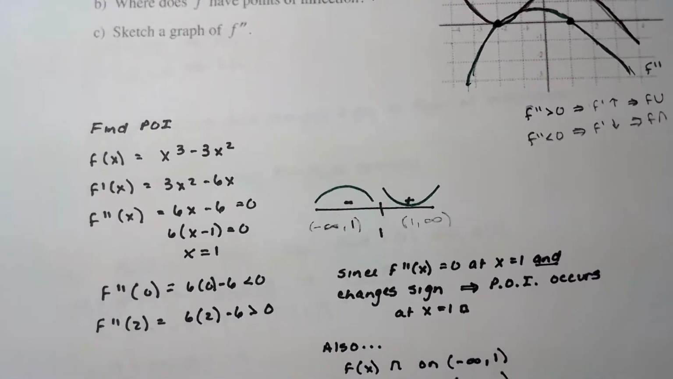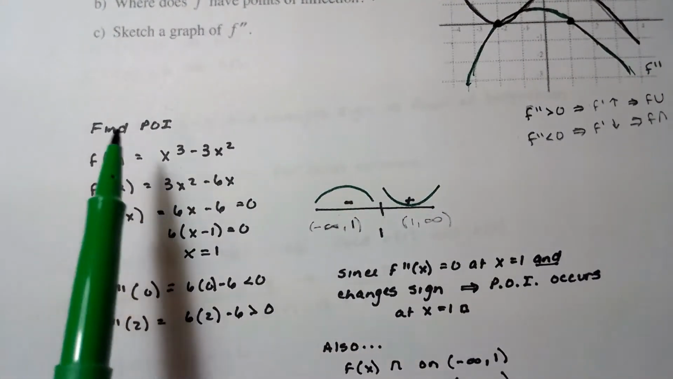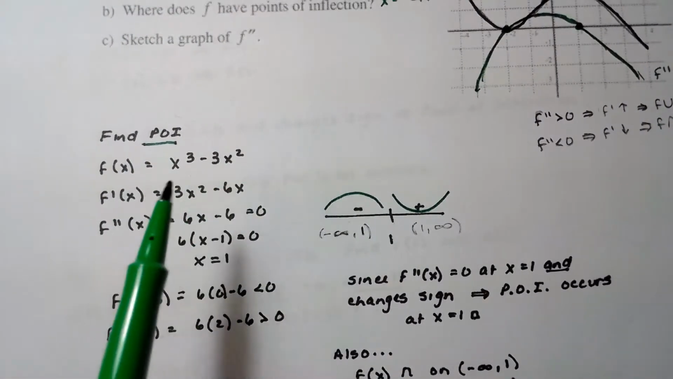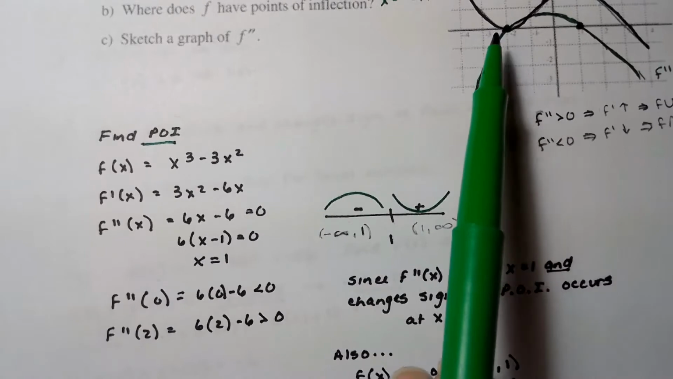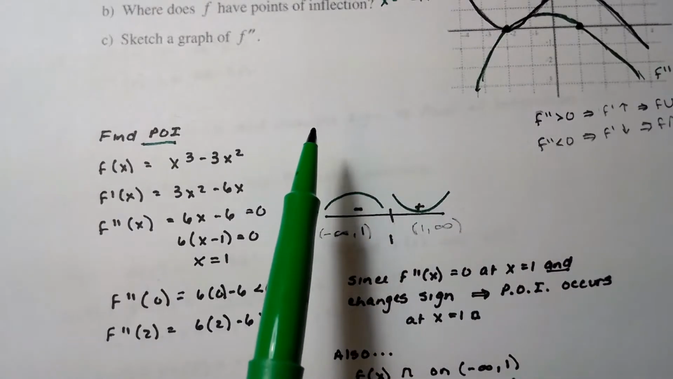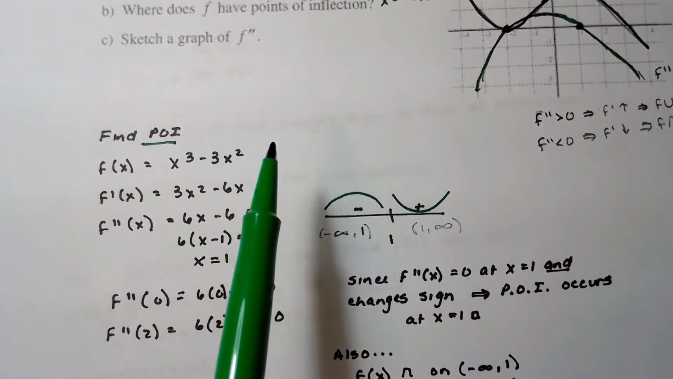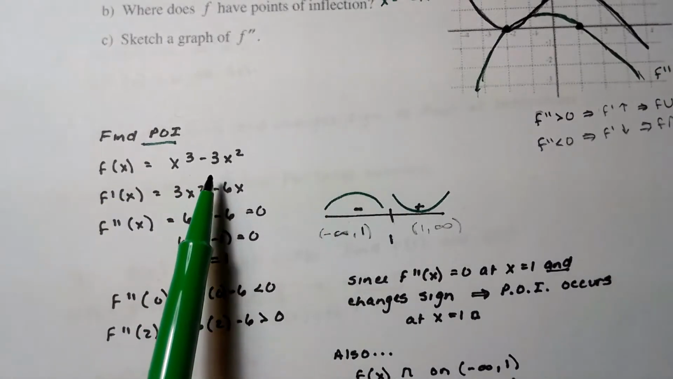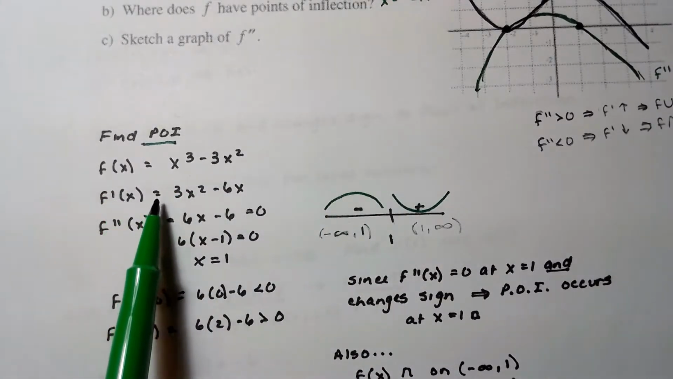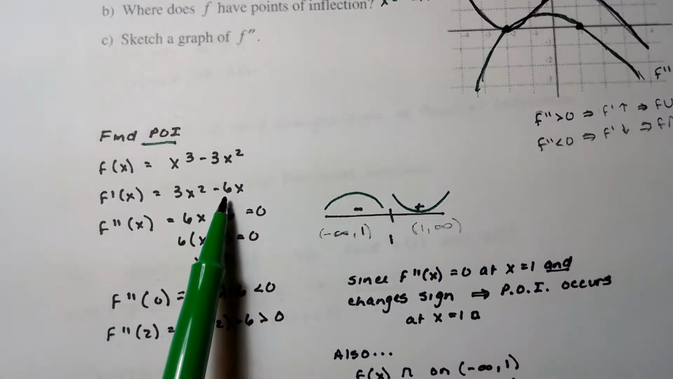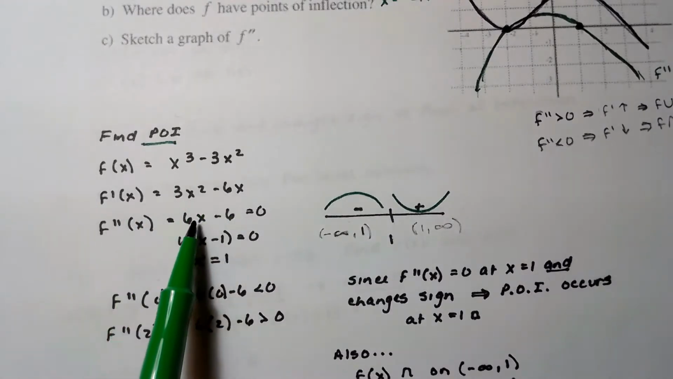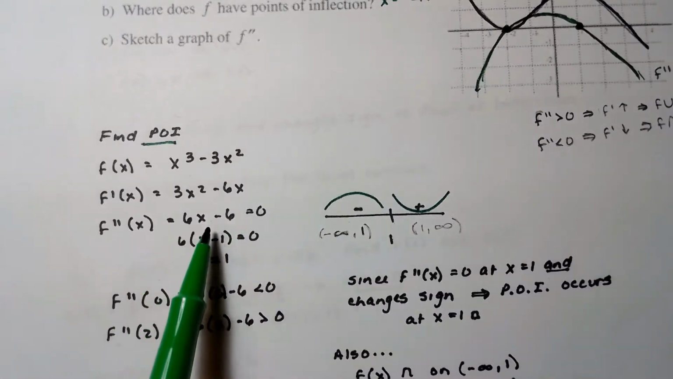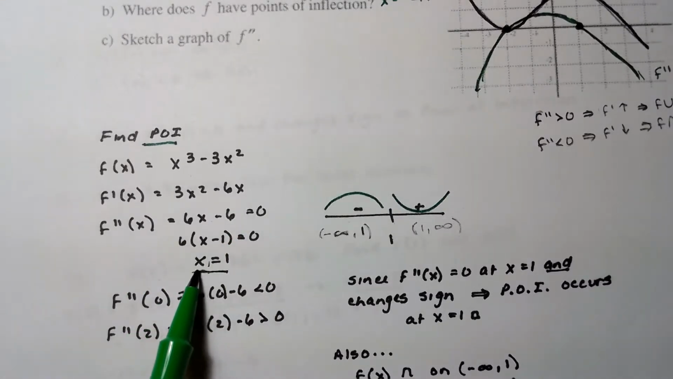Analytically speaking, you're probably going to be given a function and asked to find the point of inflection. Okay, so what does that mean? Well, we just said that if we want to find points of inflection, that occurs when the second derivative equals 0 and changes sign. So if the function is x cubed minus 3x squared, then the first derivative is 3x squared minus 6x. If I take one more derivative, I have 6x minus 6, and I'm going to set that equal to 0 and solve. So by solving, I got that x is equal to 1.